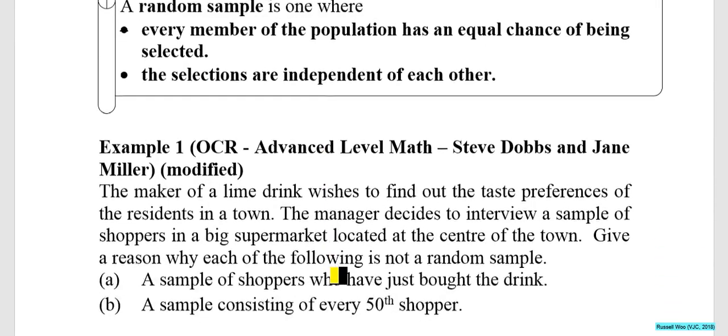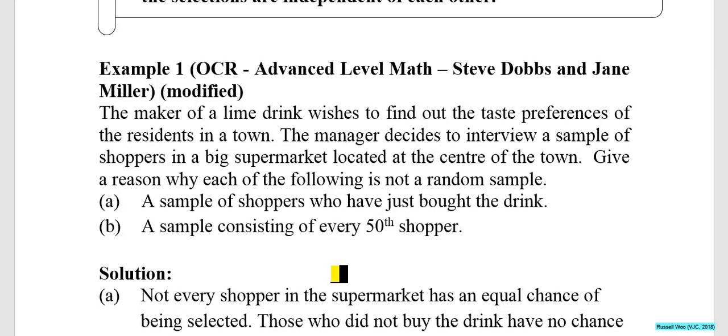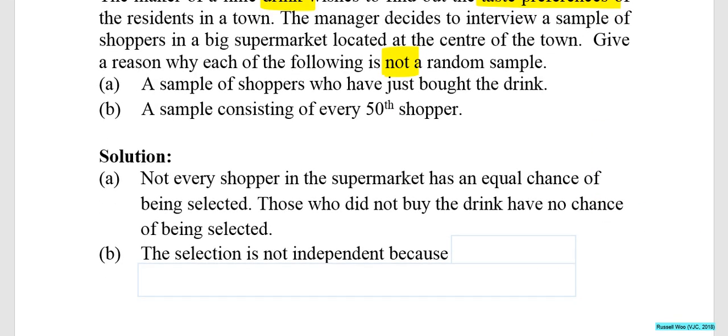Alright. A bit dry, but let's start with the first example. How do we ensure a random sample? Let's say that a maker of a drink wishes to find out taste preferences. Give a reason why a sample that consists of shoppers who have just bought the drink is not a random sample. Because she wants to find out the taste preferences of the average resident. Obviously, if you just sample people who have just bought the drink, they have a certain preference. So not every single person has an equal chance of being selected. So the answer is very simple: not everyone has an equal chance.